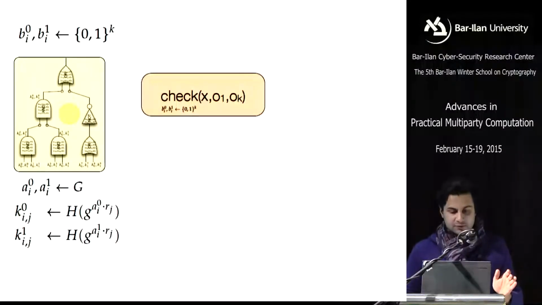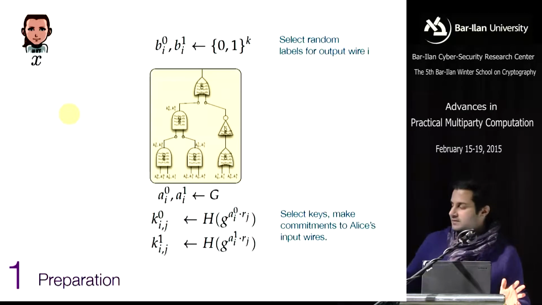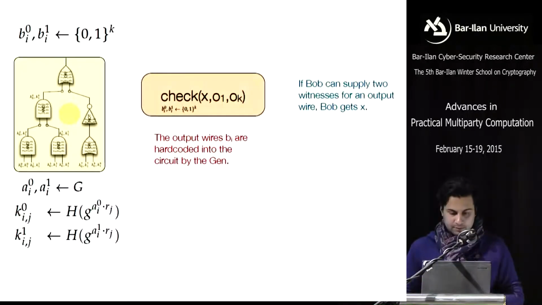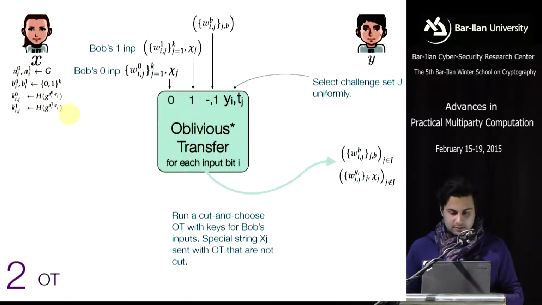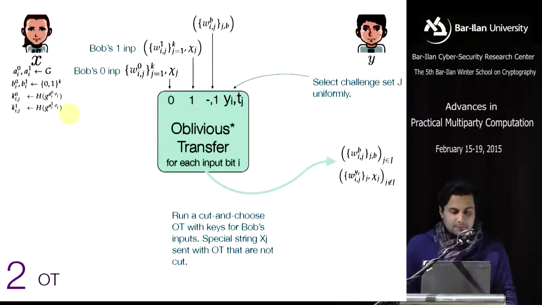So let's go back to what the protocol is. First, Alice prepares all of these values here, the B's and the K's right there. Okay? And then Alice and Bob do an oblivious transfer. And this is a slightly bespoke oblivious transfer. It's going to have a special case here. So what are the inputs that Alice will put?